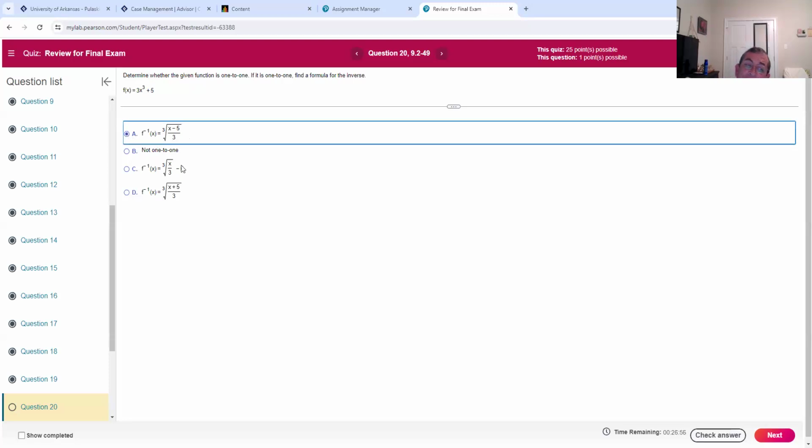Now, y'all, C is close, but remember, that minus 5 has to be under that radical because it was on top of that fraction. Okay? So it's got to be A where everything was under that cube root. And it looks like D, they added instead of subtracted, okay?